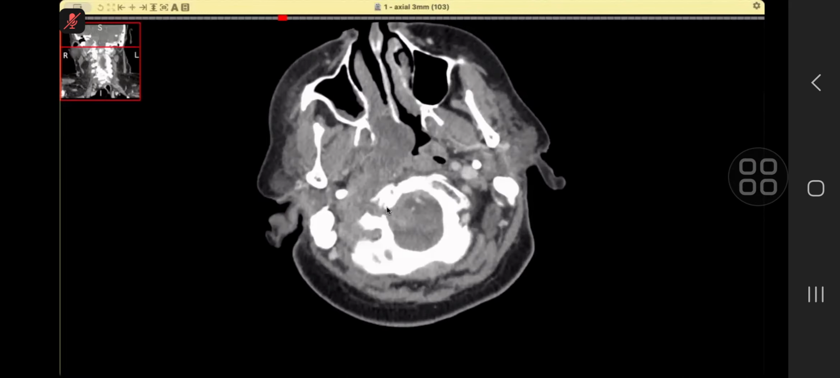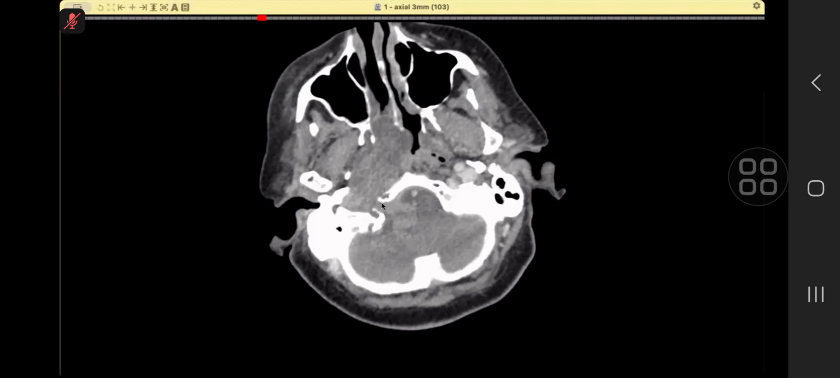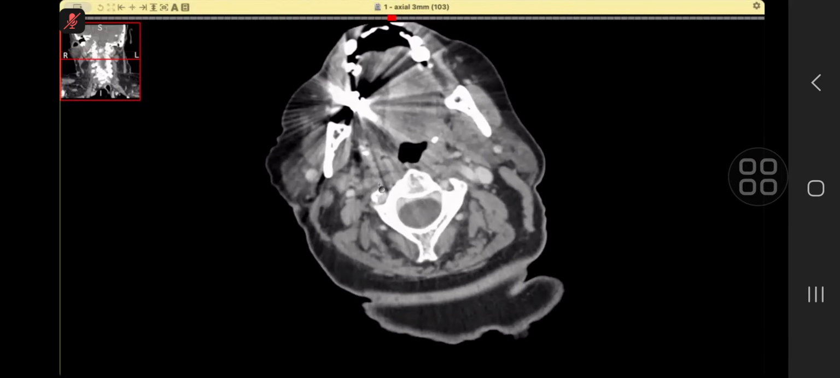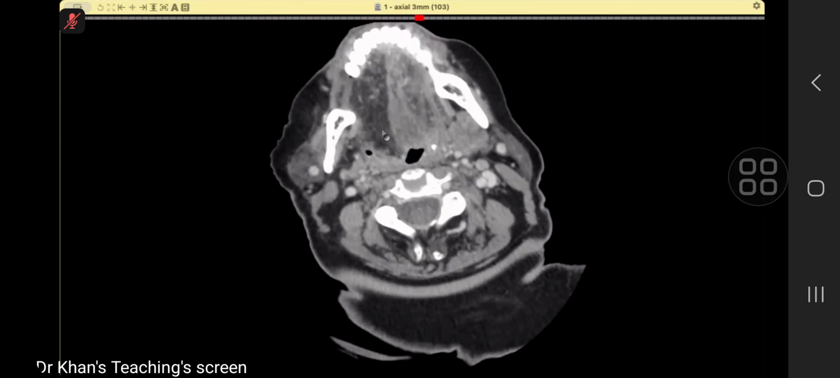This is the region of... I'll show you a coronal. This is the hypoglossal canal. And you can see the tongue of mass extending here and then it is extending inferiorly. Key thing is, the exam finding is this. Anybody in the chat, what is this? What is happening to the tongue? Can you answer it in the chat? Anybody?